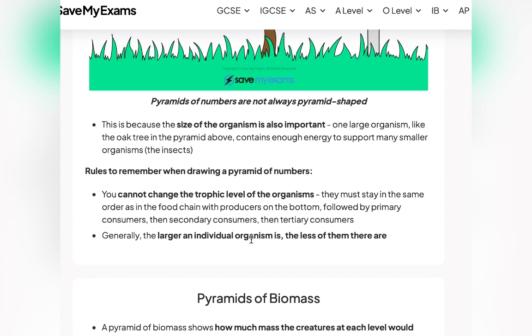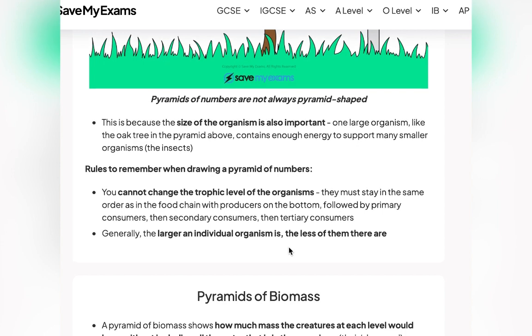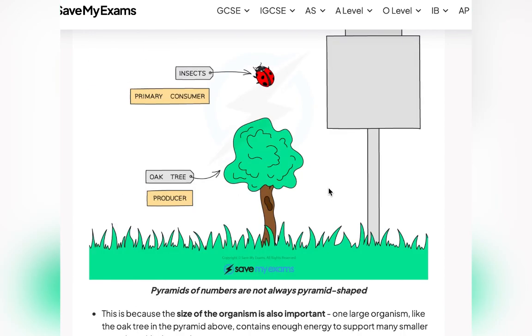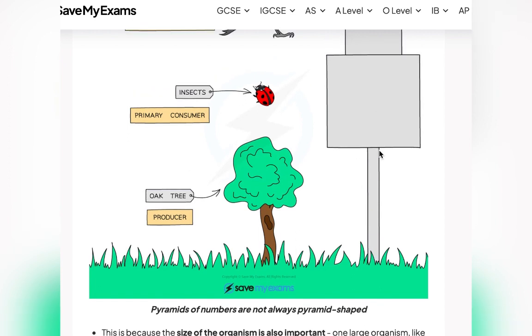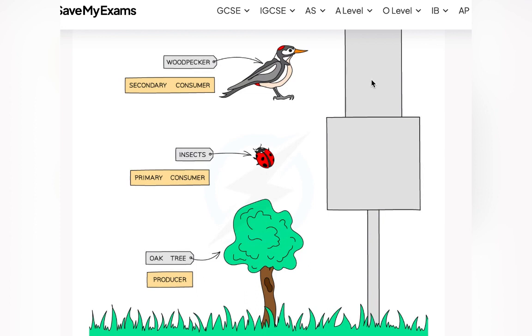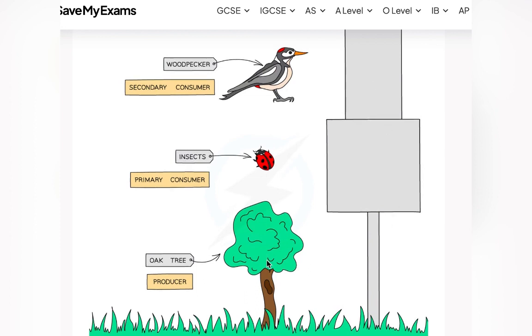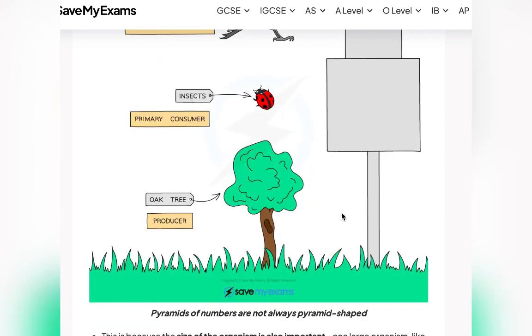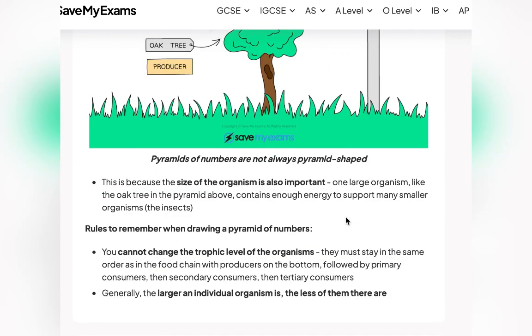Now let's take a look at the rules to note when we're drawing the pyramid of numbers. You cannot change the trophic level of the organism. You cannot say, okay, let me put the mouse first and then put the plant on top. No, it's not possible. It's always from the producer to the primary consumer, to the secondary consumer, to the tertiary consumer, depending on the number of organisms in each of the different trophic levels. So that's the first rule.